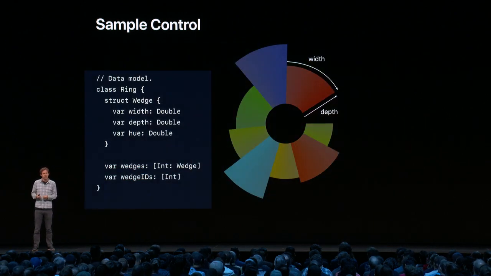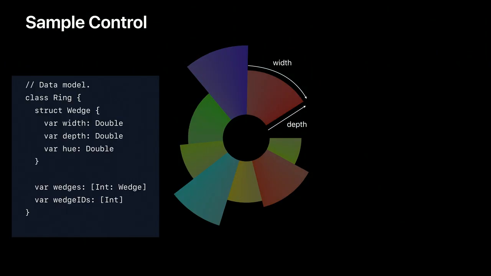OK, so before we can figure out how to draw it, we need to look at the data. And so our sample app is providing us a data model. And it's very simple. It's just a class representing one of these kind of ring of wedge things. And each wedge is a few properties representing the geometry and the color of the view. And then we've got a dictionary of the wedges tracked by ID. And then finally, an array of the IDs, just so we know which order to draw them in. And so we can go on and think about how we're going to draw this now.